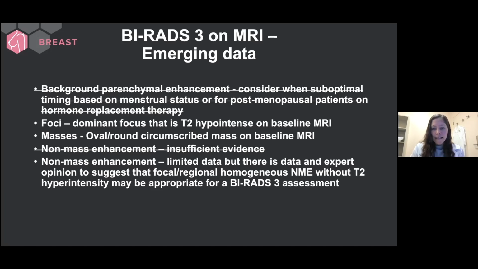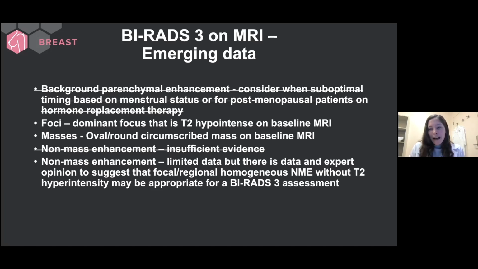For masses, as I showed, similar to mammogram and ultrasound, when there is an oval or round circumscribed mass on a baseline MRI, it's reasonable to give that a BI-RADS 3 and follow. Again, we really want to be careful looking for any changes in size and have a low threshold to change that to a BI-RADS 4 and do a biopsy.